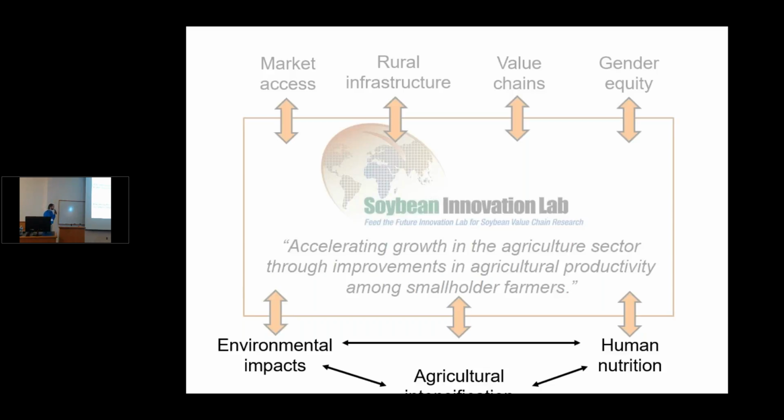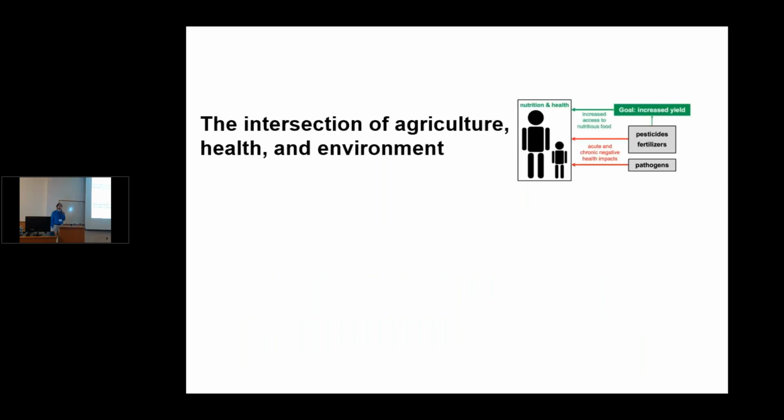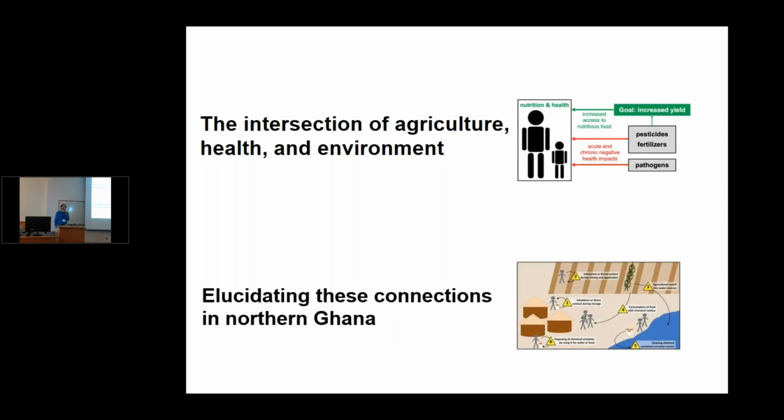So we'll begin by looking at a broad overview of the intersection between agriculture and intensification of agriculture, health, and the environment. And then I'll give you an introduction into some of the work we've begun in northern Ghana, looking at these connections.